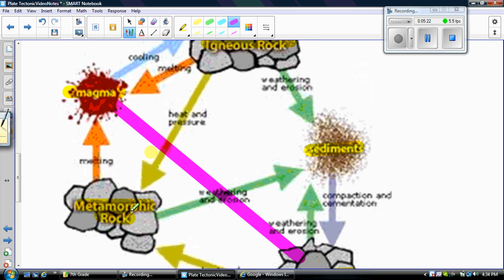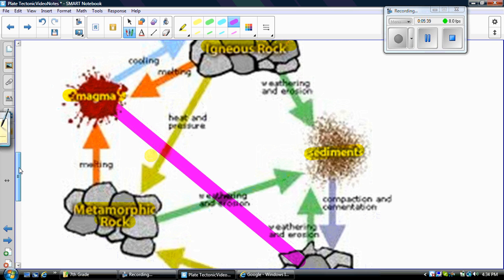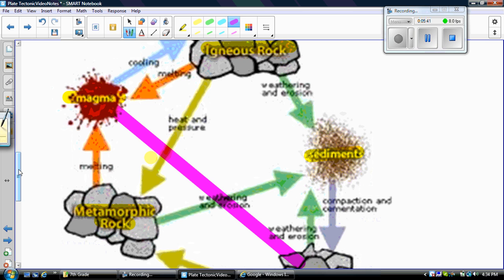Now we take a metamorphic rock. We can break that metamorphic rock into pieces by weathering and erosion, turn it into sediments, compact those sediments, and turn it into a sedimentary rock. We can melt that metamorphic rock, turn it into magma, and it will cool and harden into an igneous rock. So if you notice, the rock cycle is just showing you how all types of rocks can be turned into other types.